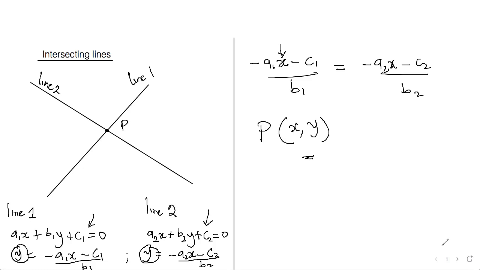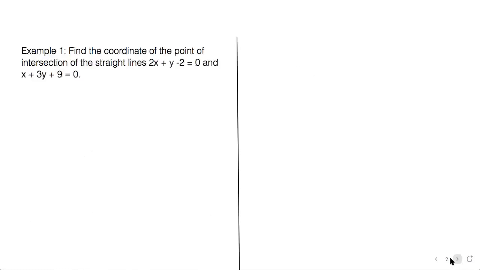Okay, so let's look at some examples. Example 1. Find the coordinate of the point of intersection of the straight lines 2x plus y minus 2 equals 0 and x plus 3y plus 9 equals 0. Whichever method you want to use, you'll get the same thing. It's either you solve the two equations using the simultaneous equation method that you know, or you make y the subject and you equate the two expressions that you get.